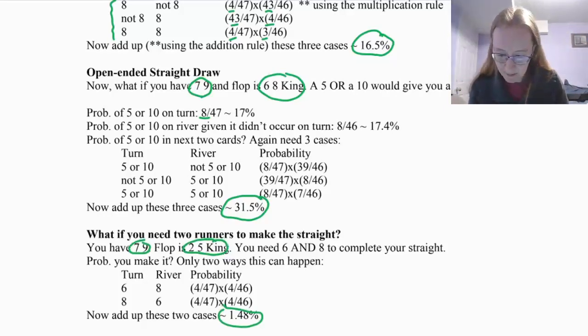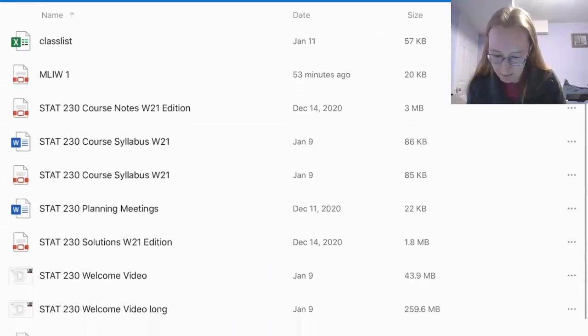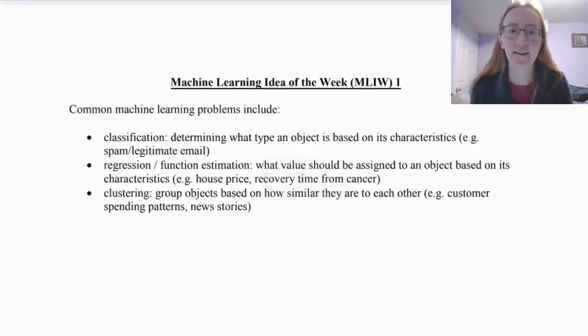So then I'm going to go ahead and check out my machine learning idea of the week. And this is fairly short, just to give you a brief idea in terms of some of the common machine learning problems that machine learning can help with. Each week I'll have, again, a little bit more, and this is going to be very, very high level. I'm not going to get into the technical details.